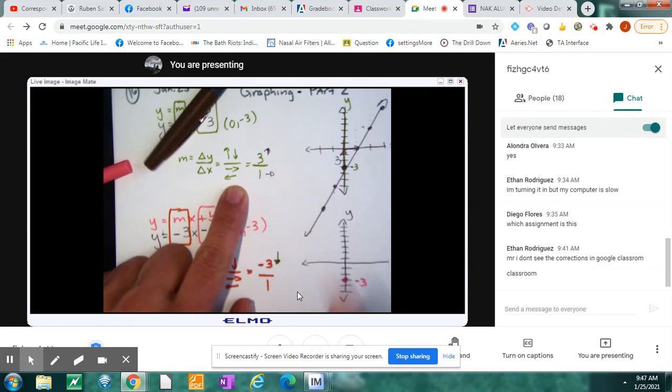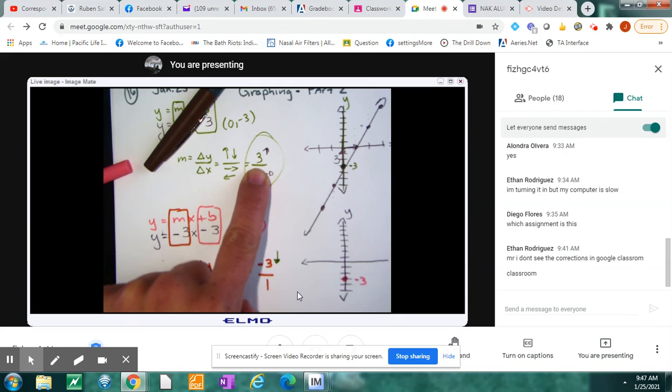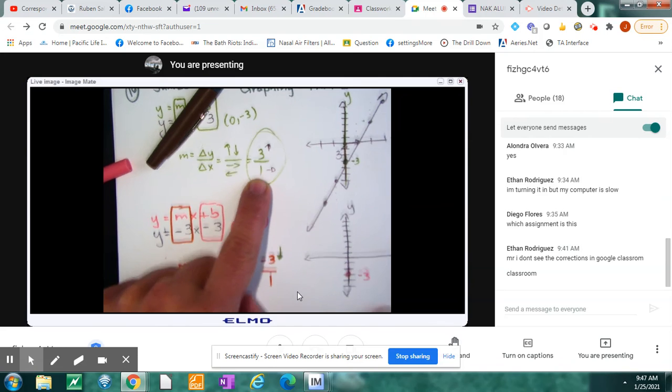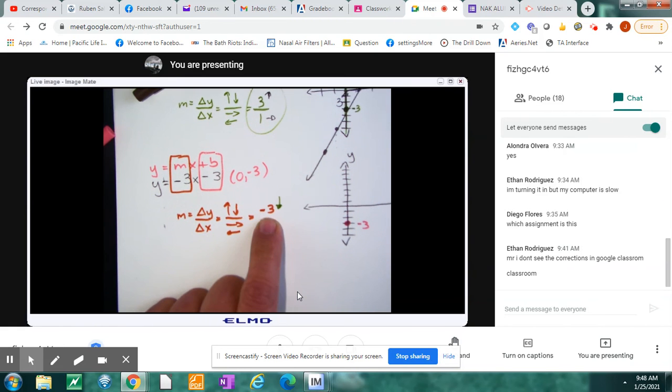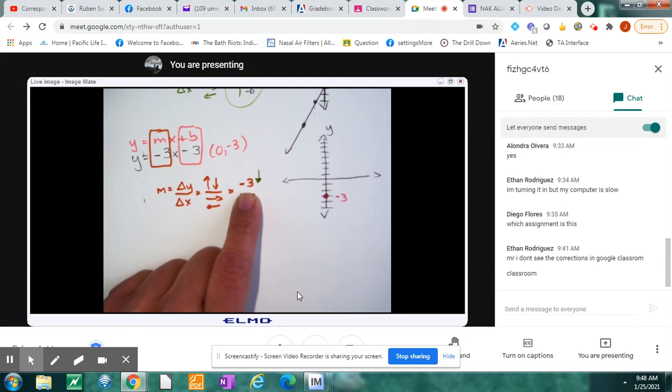So if you notice this problem, 3 went up because it was positive, and +1 to the right, right? This one, -3, you're going to go down, but +1, you're still going to go to the right, all right? See that? That's where a lot of kids get confused. So now we're going to go 3 down and 1 to the right. Ready? Here we go.